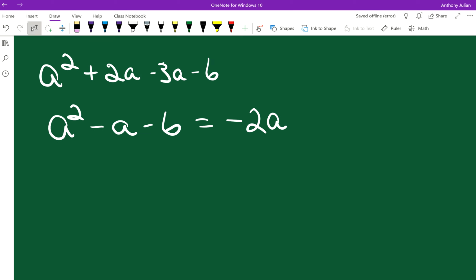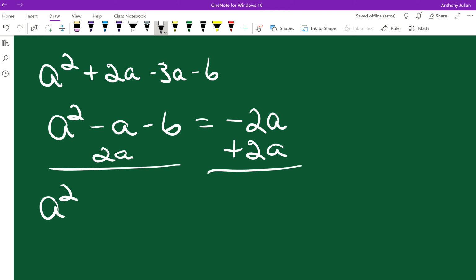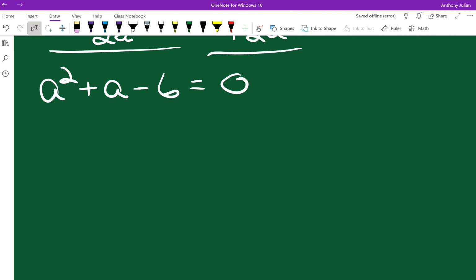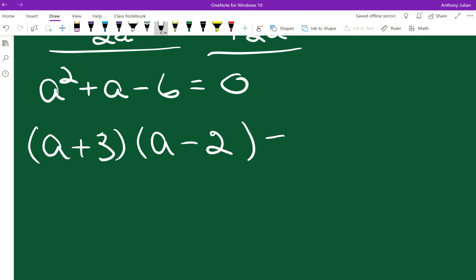Okay, so here's my quadratic. I've got to get it equal to 0, so let's add 2a first to both sides. I'll put it under the like column. And I've got a squared plus a minus 6 equals 0. Let's factor this left side. And I've got a here, plus and minus. My number is negative 6. That'll subtract to be 1. So it's got to be 3 here and 2 here, equal to 0.